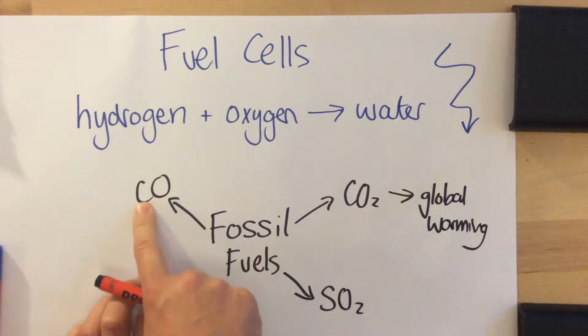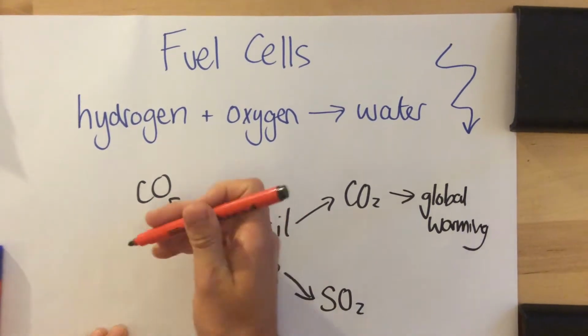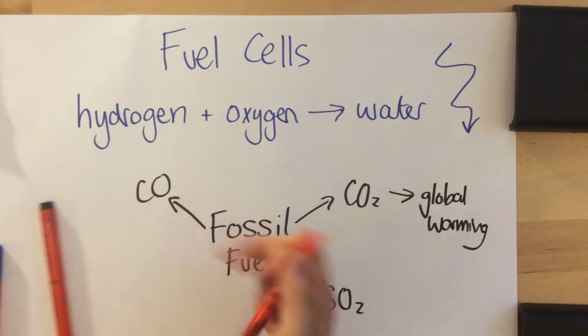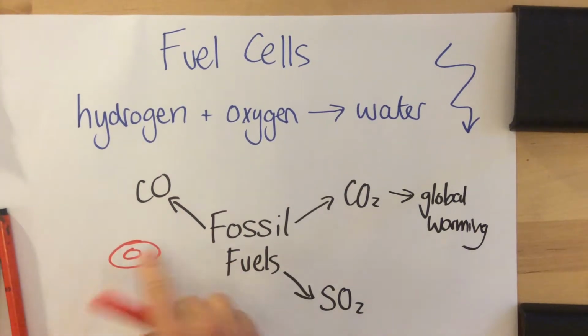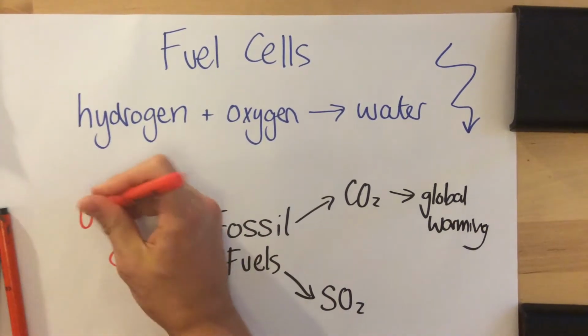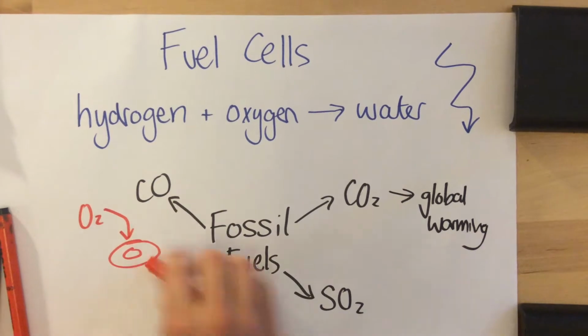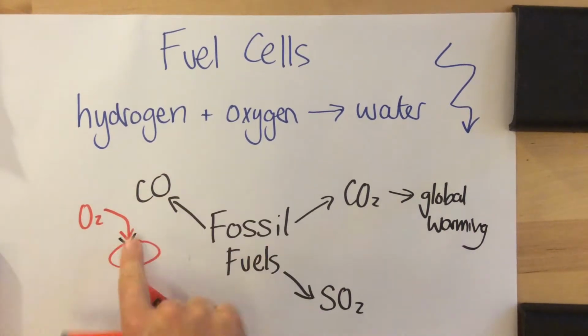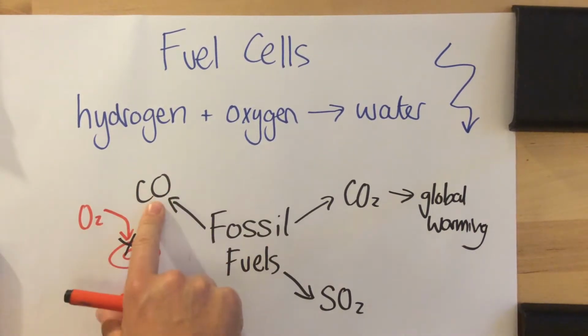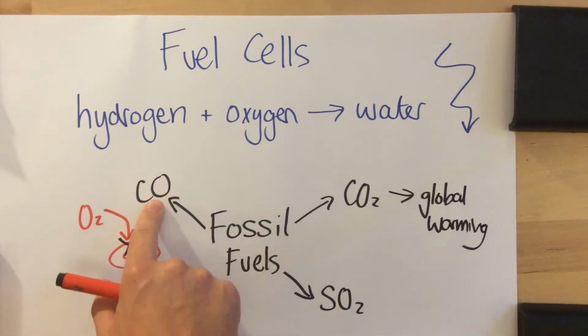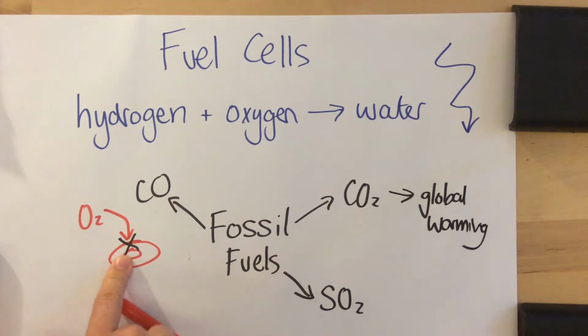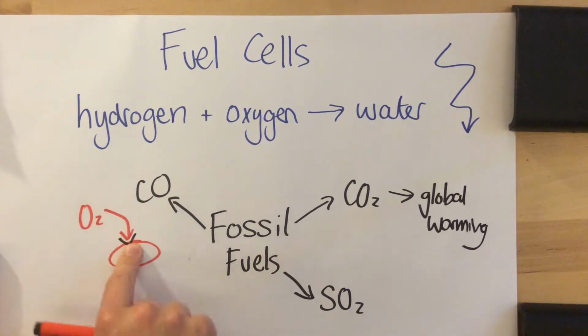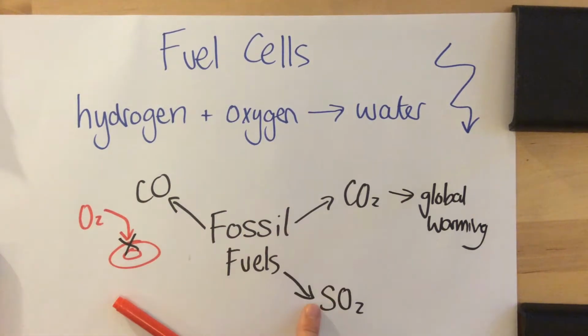We also produce this thing called carbon monoxide. Now, carbon monoxide is a particularly nasty, poisonous gas. And what it does is it stops red blood cells from being able to carry oxygen around your body. So it's a really poisonous gas. And if you inhale too much of this, it can kill you because your body's tissues can't get any oxygen.